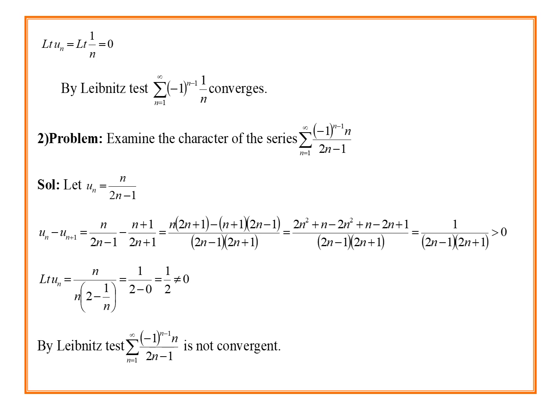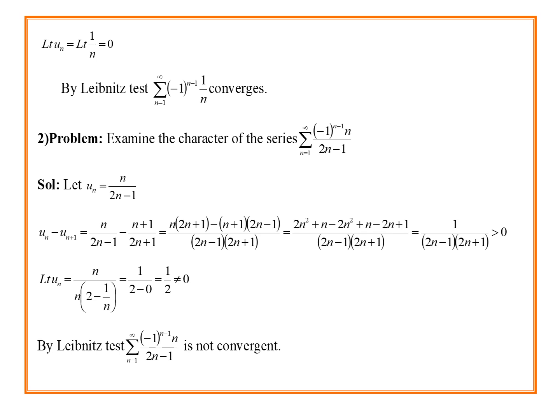Then simplifying, our LCM is 2n minus 1 into 2n plus 1, and in the numerator we get n into 2n plus 1 minus n plus 1 into 2n minus 1. Finally simplifying, 2n square plus n minus 2n square plus n minus 2n plus 1... finally we will get 1 by 2n minus 1 into 2n plus 1. That is greater than 0. So the decreasing sequence condition is satisfied.